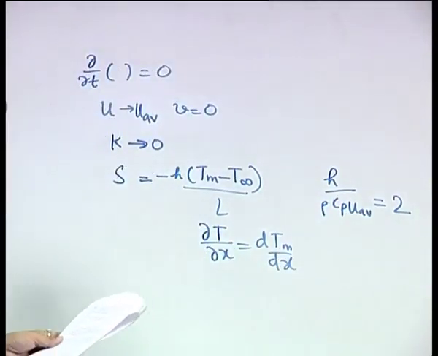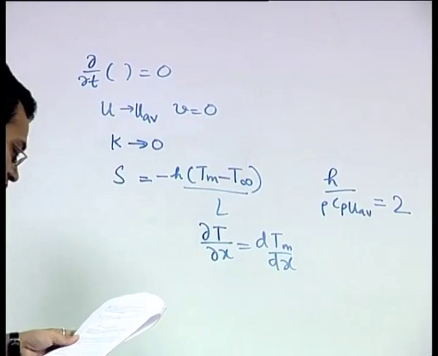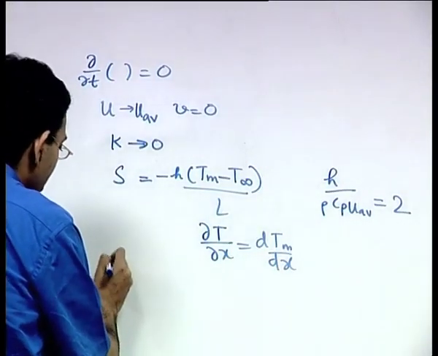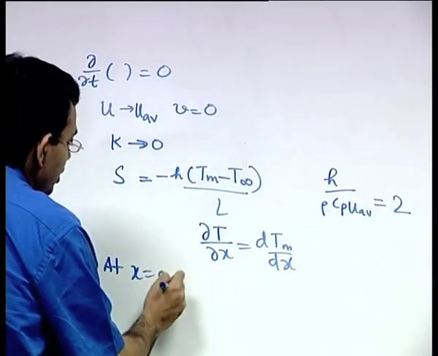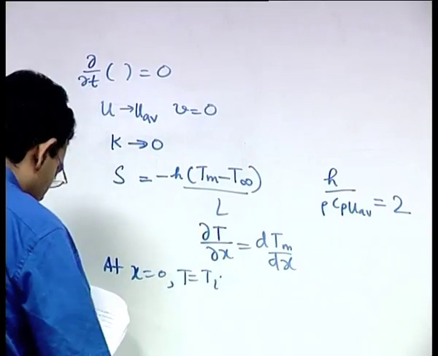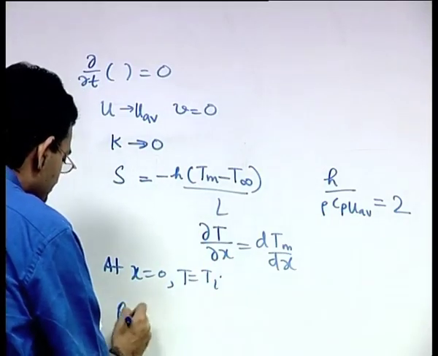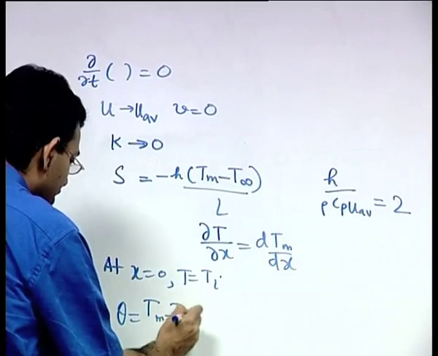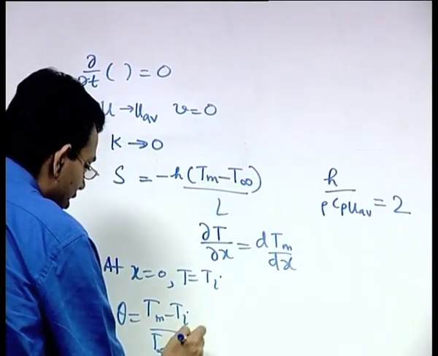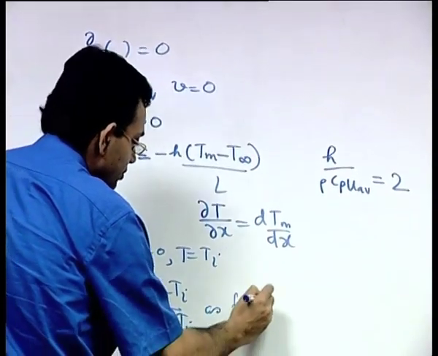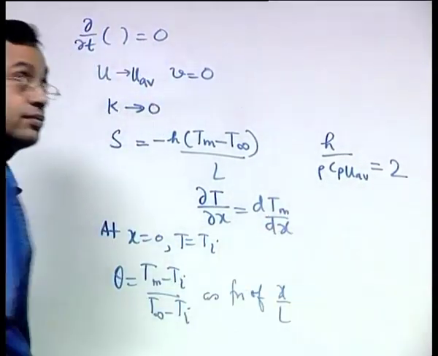So what is the problem? The problem is that if the inlet temperature, that is at x equal to 0, if T is Ti, then obtain the variation of theta is equal to Tm minus Ti by T infinity minus Ti as function of x by L.